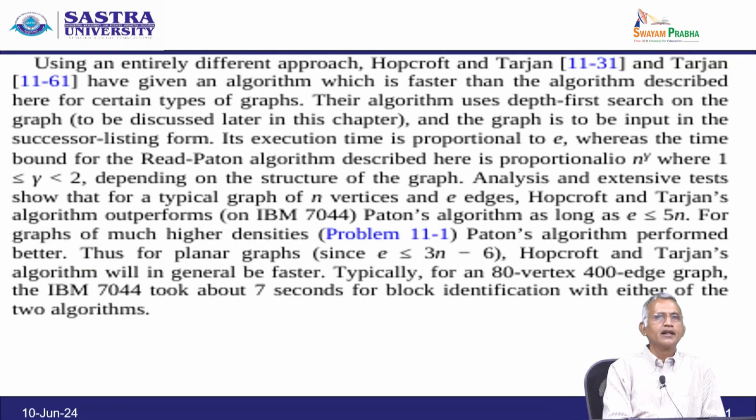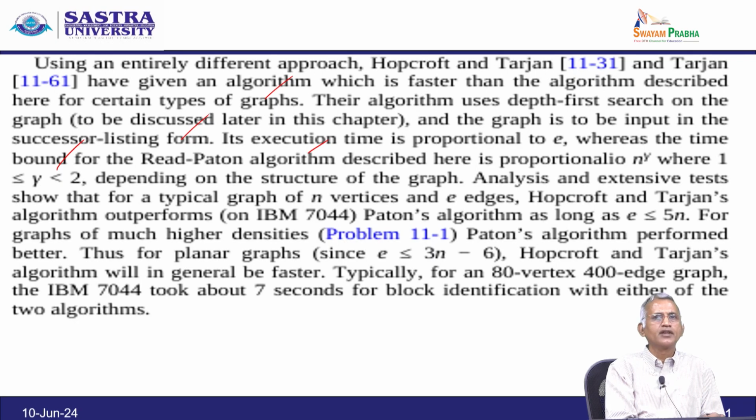So, using an entirely different approach, Hopcroft and Tarjan have given an algorithm which is faster than the algorithm described here for these types of graphs. Their algorithm uses depth first search on the graph, and the graph is to be input in the successor listing form. So, its execution time is proportional to E, whereas the time bound for the Read-Paton algorithm described here is proportional to n to the power nu, where 1 is less than or equal to nu less than 2.